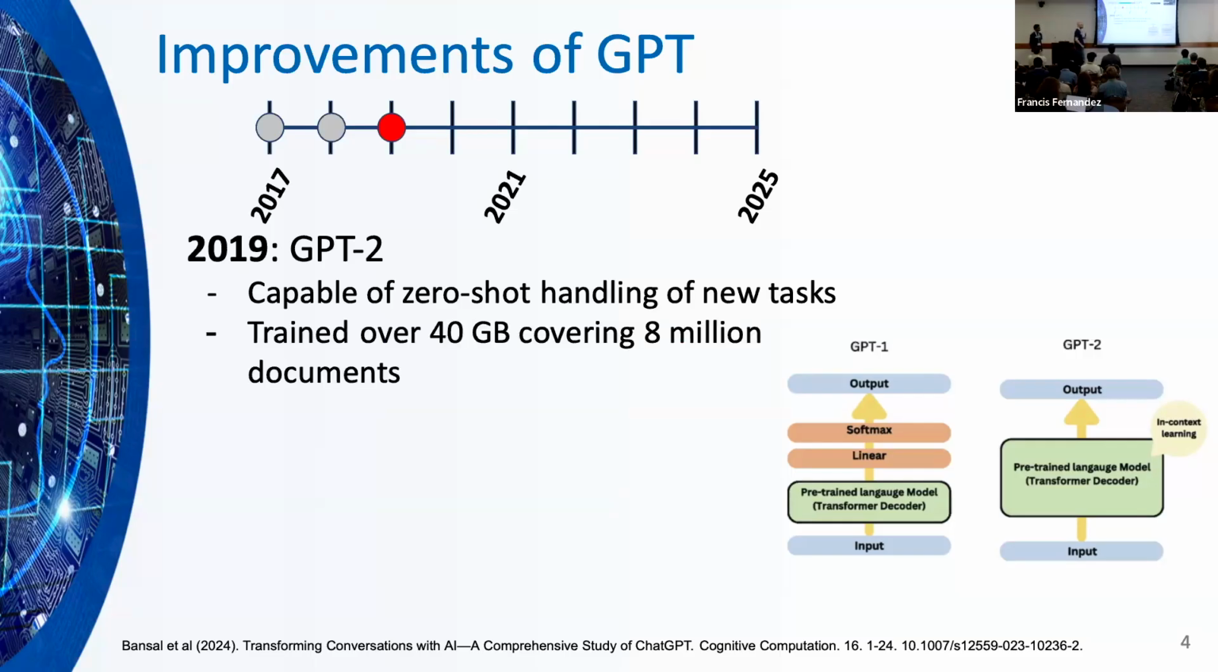And I mentioned we had 7,000 books in the GPT-1 training data. Now we have 40 gigabytes of data, 8 million documents. And the number of parameters has increased over 10 times to 1.5 billion.